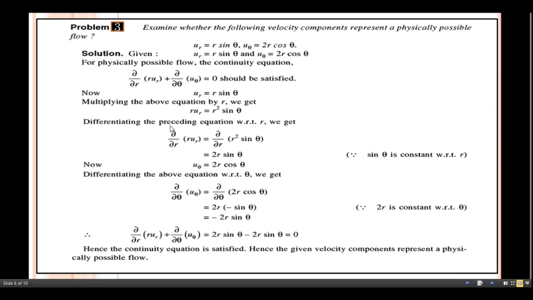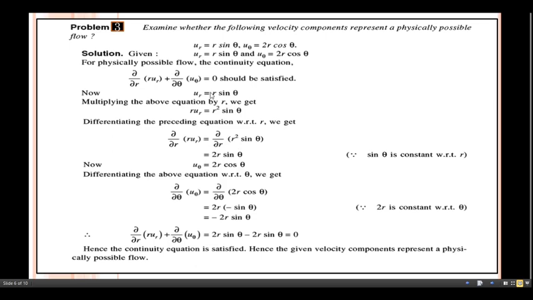Now differentiate the preceding equation with respect to r. So what do we get here? ∂/∂r (r u_r) equals ∂/∂r (r squared sin θ). So what about the derivative of this one? Here sin θ will remain constant with respect to r, so sin θ will remain as it is. What about the derivative of r squared? Here we get 2r sin θ.